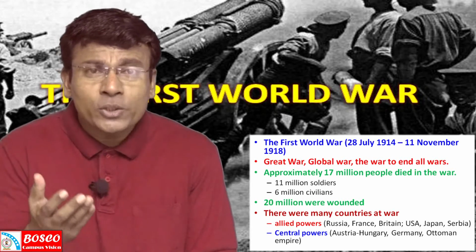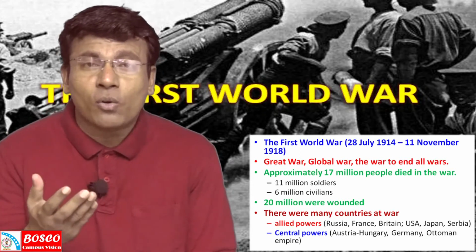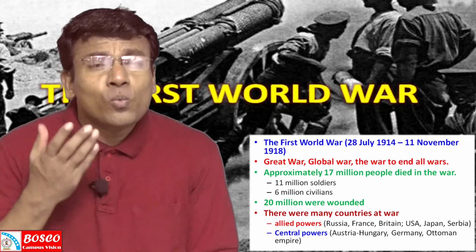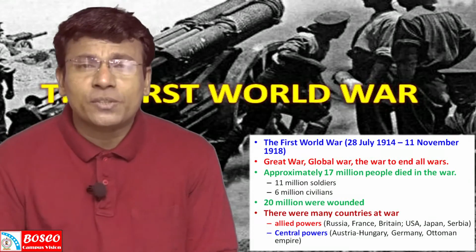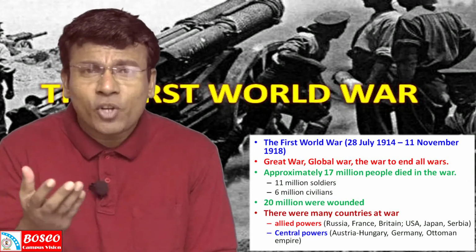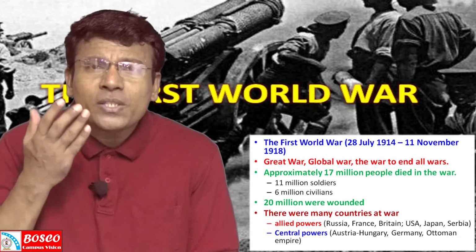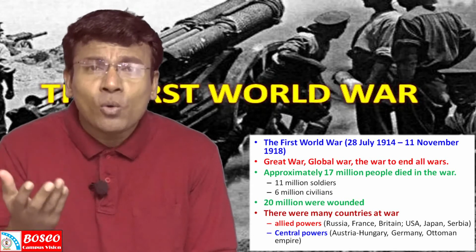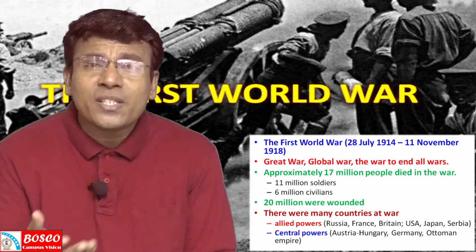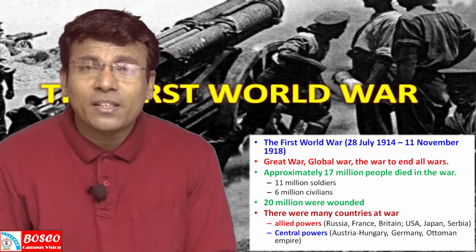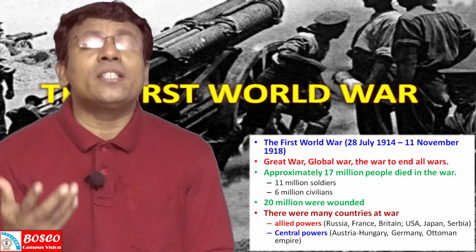The First World War is also known as the Great War or the Global War or the War to End All Wars. As I said, it was fought between 28th July 1914 to 11th November 1918, and was described as the war to end all wars. It was one of the largest and deadliest wars in history. Now, why is it known as the Great War?